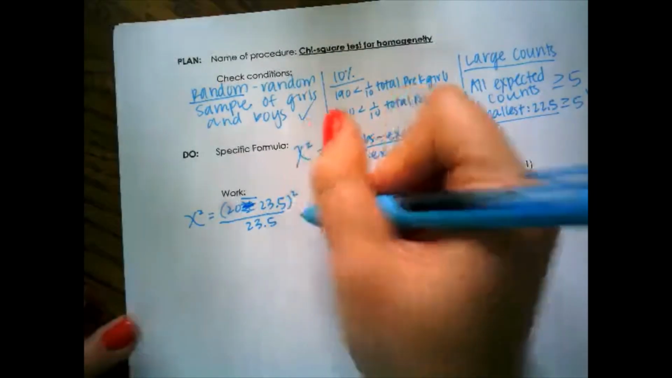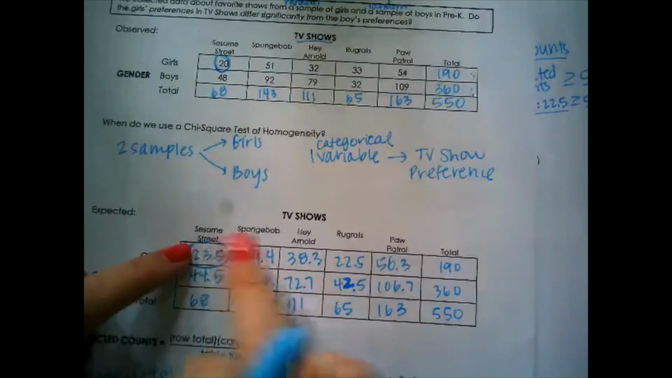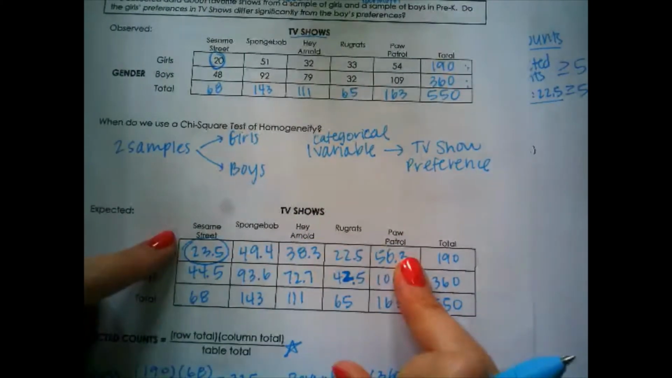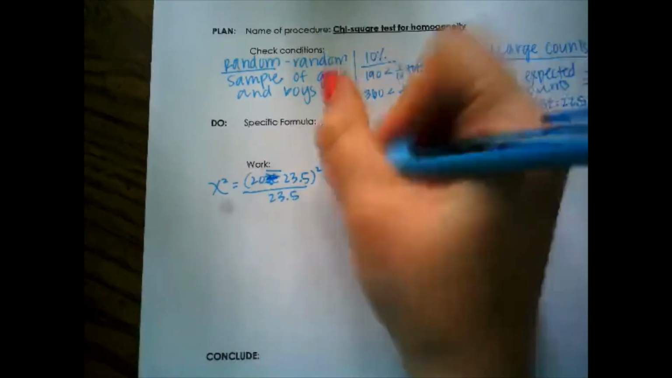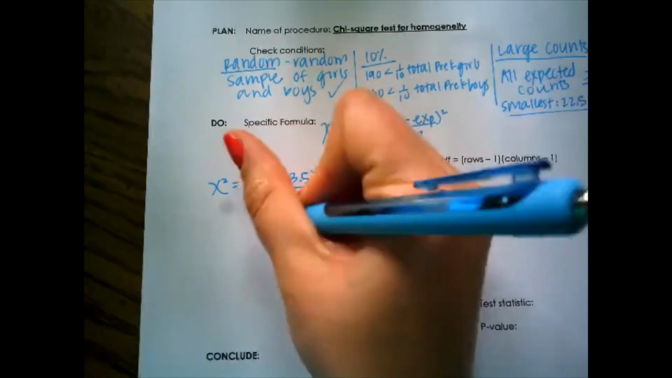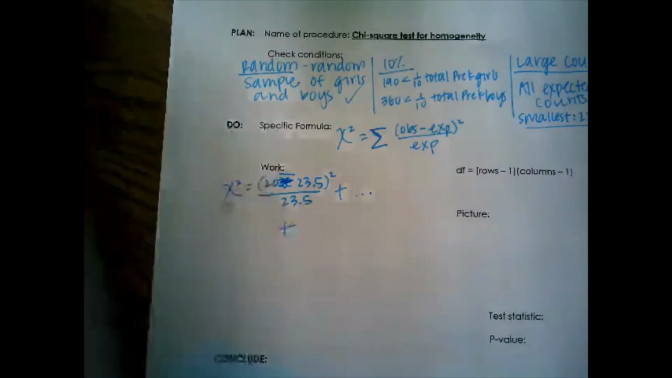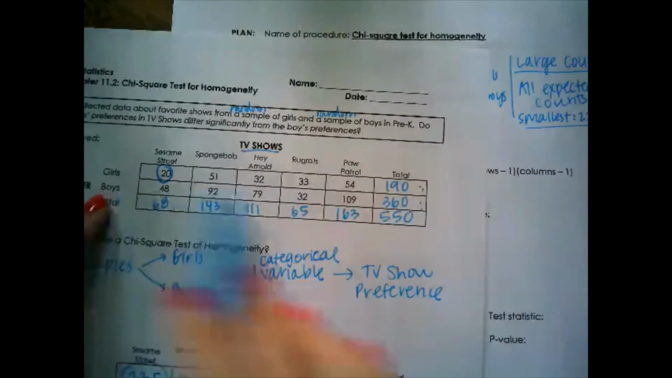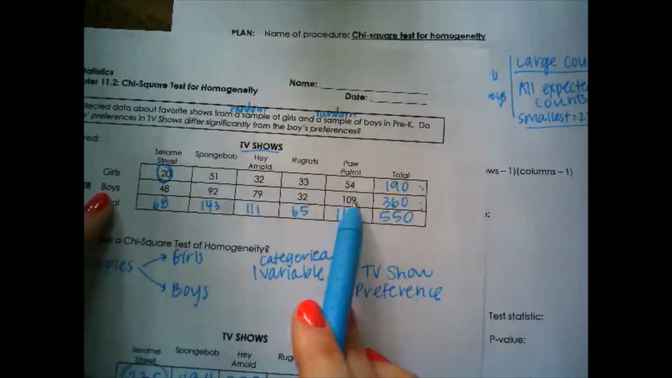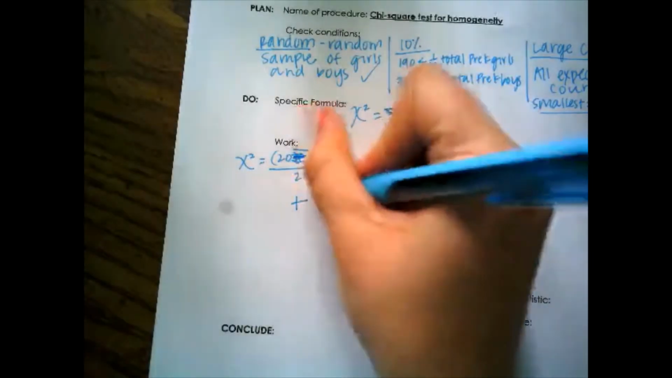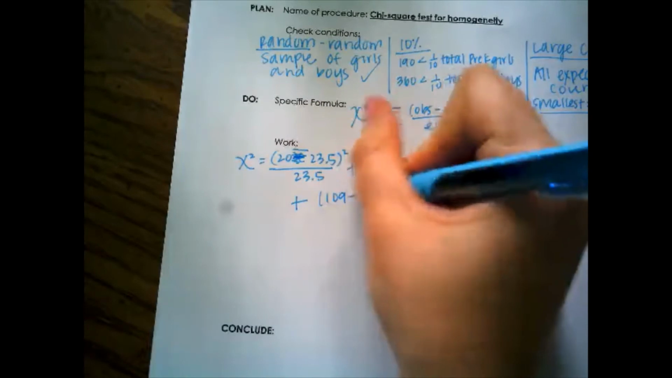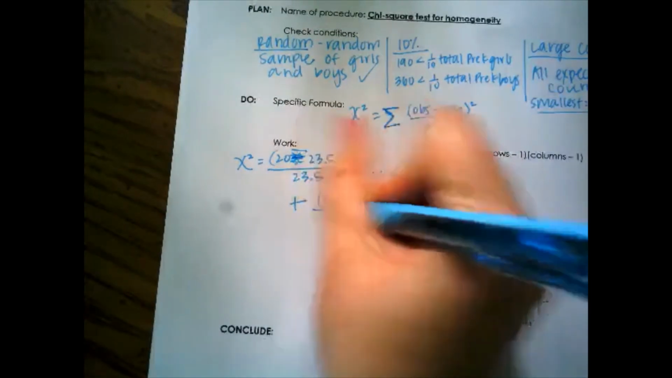And then now I could do this 1, 2, 3, 4, 5, 10 times. Or to save us some time, we're going to write the first one, and then we're going to write dot, dot, dot, and then we're going to write the last one. So it looks like the last one are boys who like Paw Patrol. So there's 109 boys that like Paw Patrol. We expected there to be 106.7. So 109 minus 106.7 squared over 106.7.